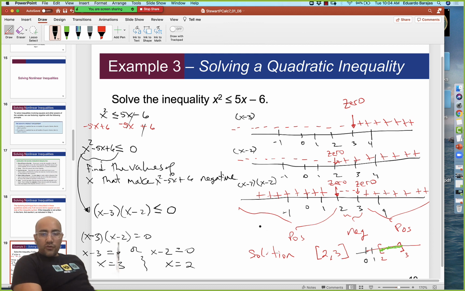Or we can also use inequalities and say that x must be the values trapped between the values 2 and 3. Every value between 2 and 3. Good. Questions? We can also use set builder notation, which is similar to this. We can just say that the solutions are going to be x such that x is every value trapped between 2 and 3. Any questions?